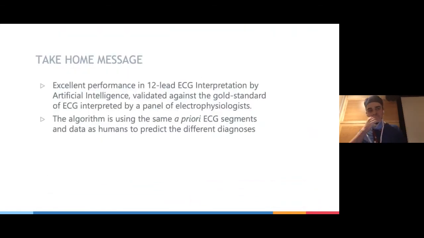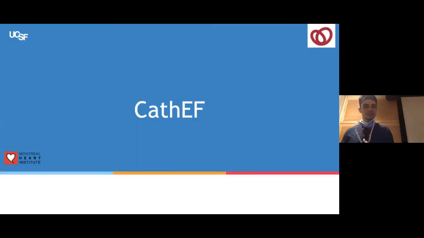So overall, we had excellent performance for 12-lead ECG interpretation by AI when validated against the gold standard of ECG that was read by a panel of electrophysiologists, and the AI algorithm uses the same a priori segments and data as humans to predict the different diagnoses.